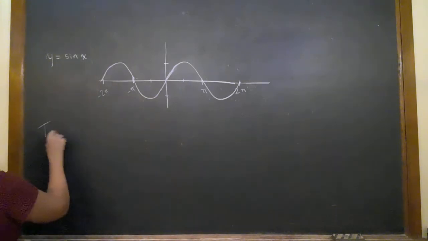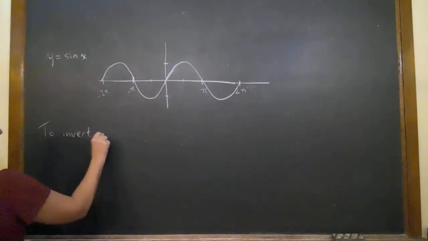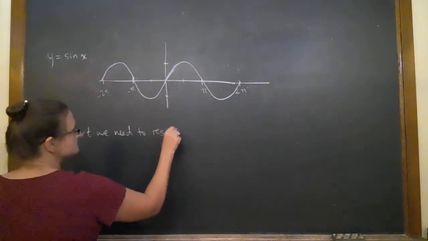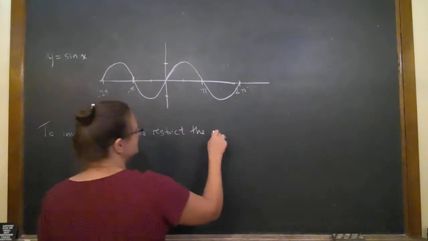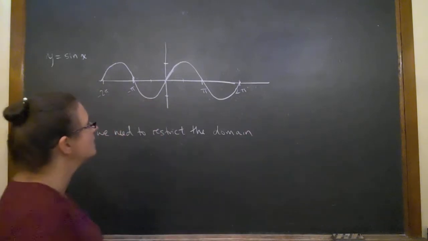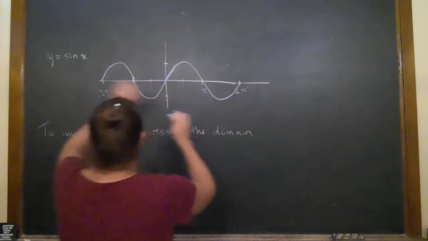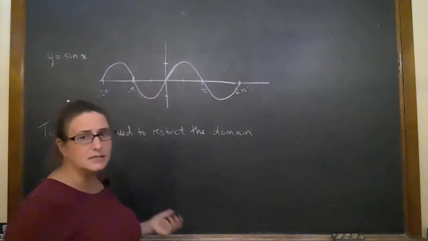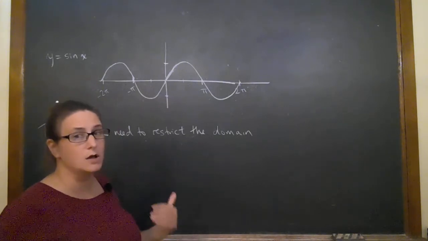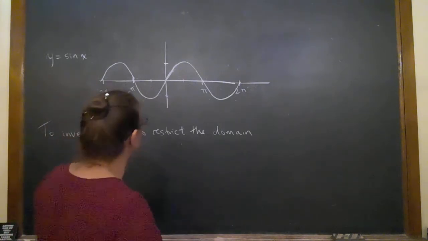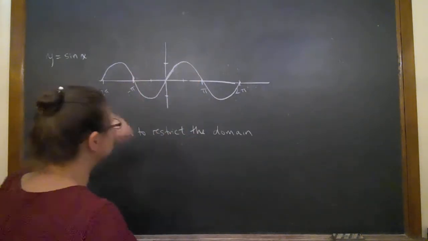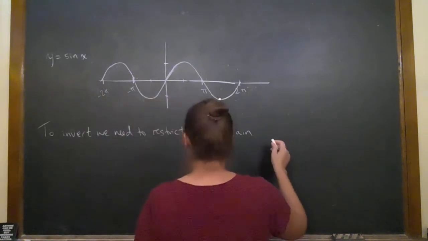So to invert, we need to restrict the domain. And this is simply a convention. You could restrict it to any domain on which it's one-to-one. So I could restrict it to here, or I could restrict it to there, or whatever. It doesn't matter. But because we all want to do something conventionally so we all can talk to each other, the conventional choice for sine is to restrict it to this first bit, from minus pi over 2 to pi over 2.